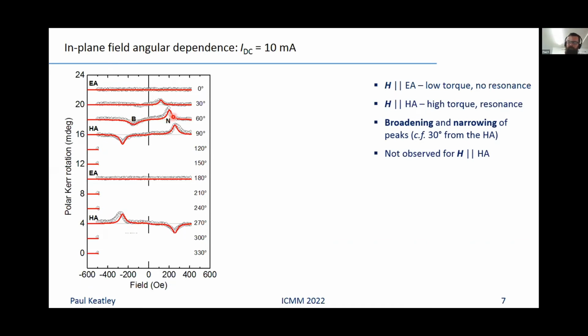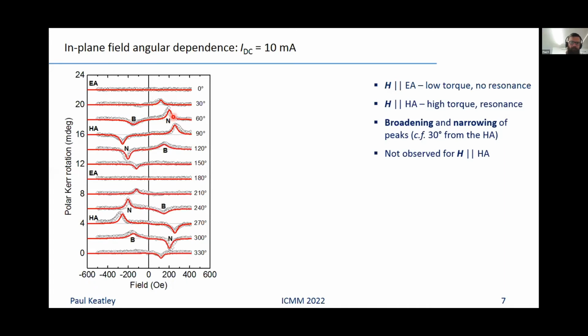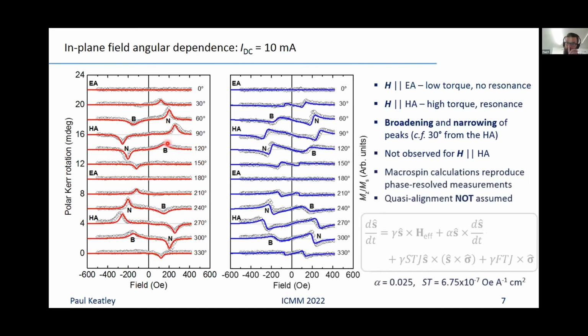And if you go to the other side of the hard axis, you see that these changes swap over. So for example, on the positive field side of remanence, for one side of the hard axis, it narrows, and for the other side, it broadens. We can change the phase of the microwaves by pi/2, and then measure the other component of the ferromagnetic resonance, the other component of the magnetic susceptibility.